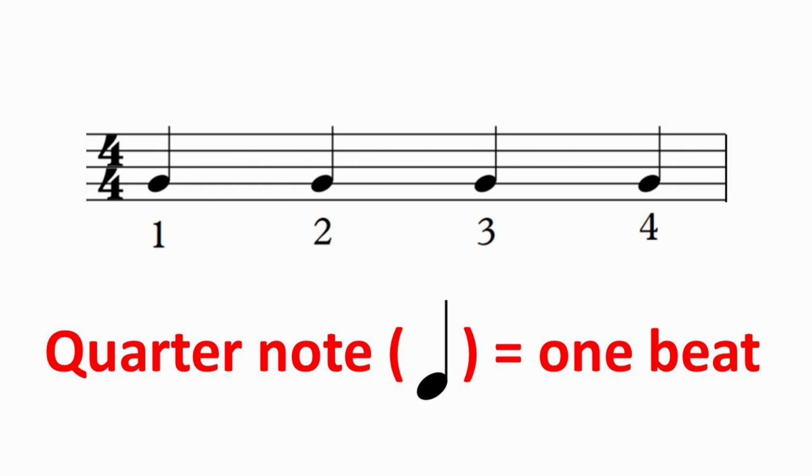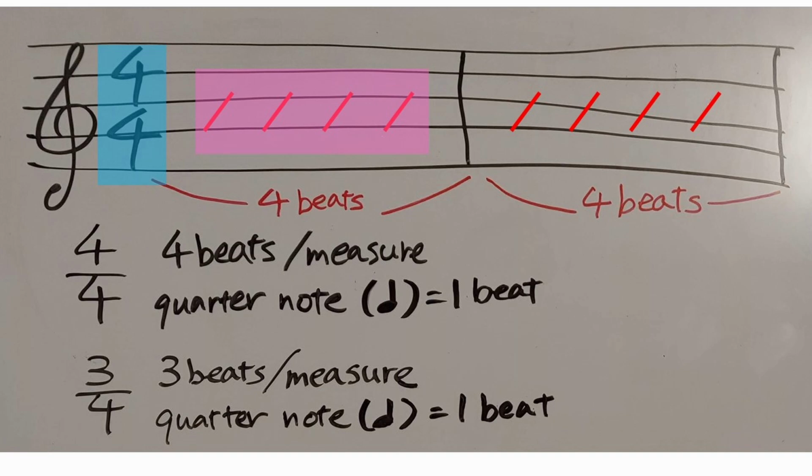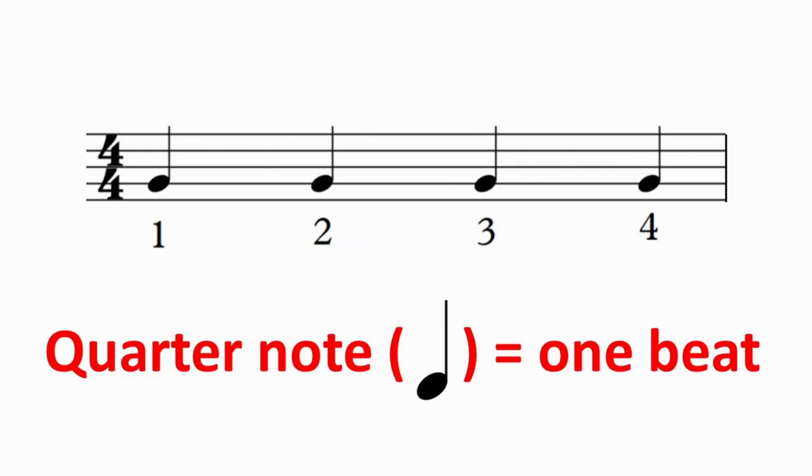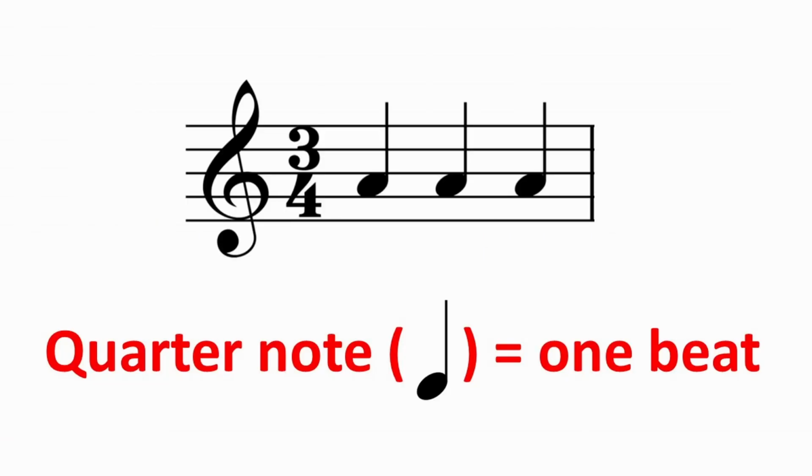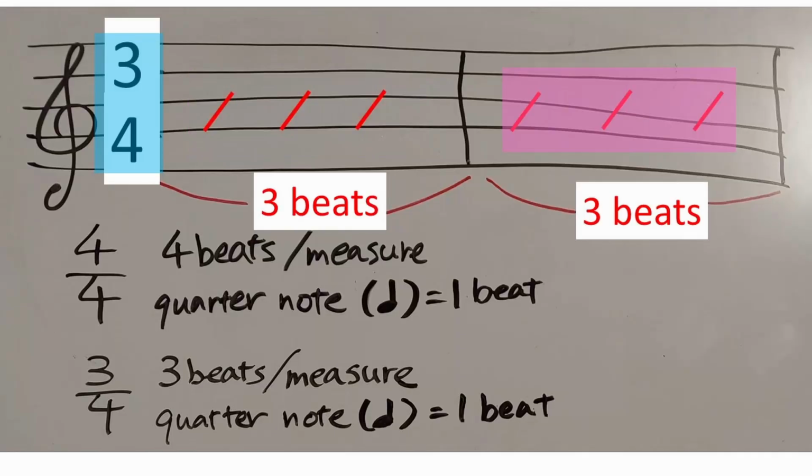2, 3, 4, 1, 2, 3, 4. So 1, 2, 3, 4, 4 beats in one measure. This is the beat for the 4/4. When it's 3/4, there's going to be 3 beats here. 1, 2, 3, 1, 2, 3.